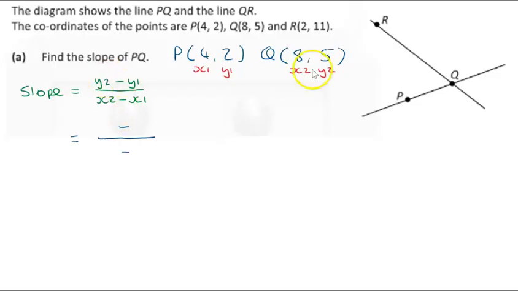So y2 is 5, so that goes there. y1 is 2, so that goes there. x2 is 8, so that goes there. And x1 is 4, so that goes there. Then we simplify. So 5 minus 2 is 3, and 8 minus 4 is 4. So the answer is 3 over 4. The slope of the line PQ is 3 over 4.